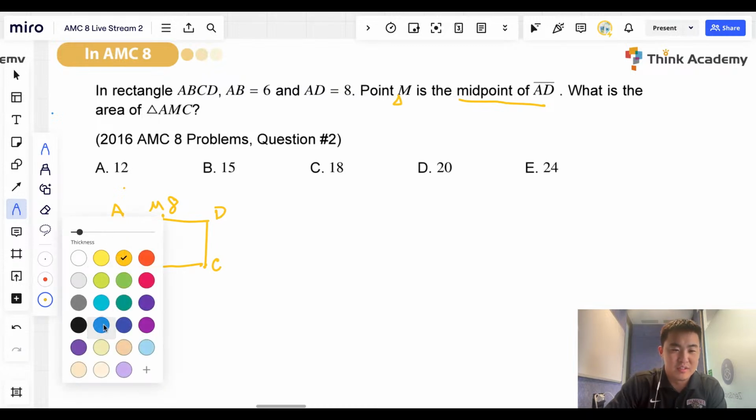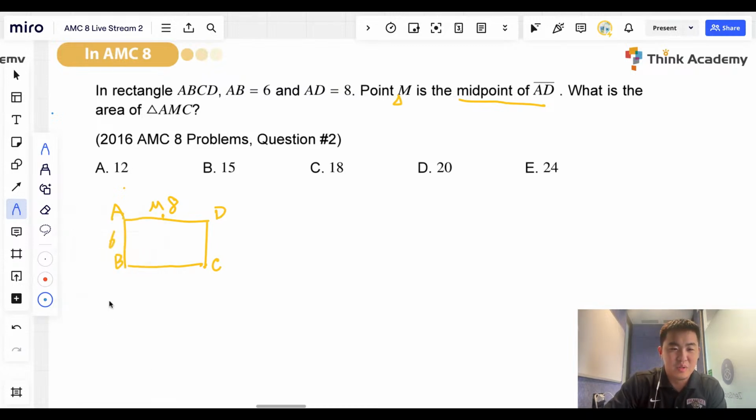Let's use a different color. Now the triangle we're looking at is AMC: connect AM first, then connect AC, then connect MC. So this shaded blue triangle is the one we're looking for its area. Now, let's go back to blue.